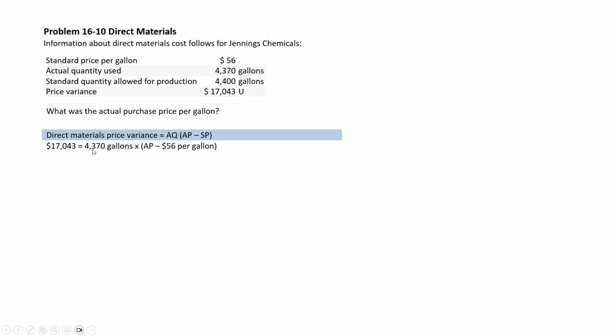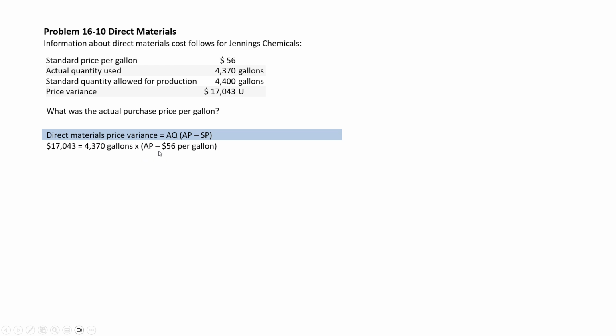I'm going to start here on the right hand side. Actual quantity. Well, for materials, there is a question depending upon whether you're doing the price or the quantity slash efficiency variance. Am I using the actual quantity used or actual quantity purchased? For the price variance for material, I want to use the actual quantity purchased. Well, I'm not given the amount purchased, but on the other hand, I'm not told that the inventory level is changing, so I'm going to assume the actual quantity used is the same as the actual quantity purchased and plug in that 4,370 for the actual quantity.